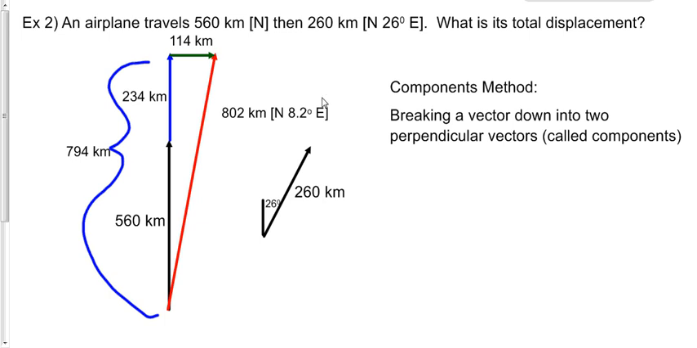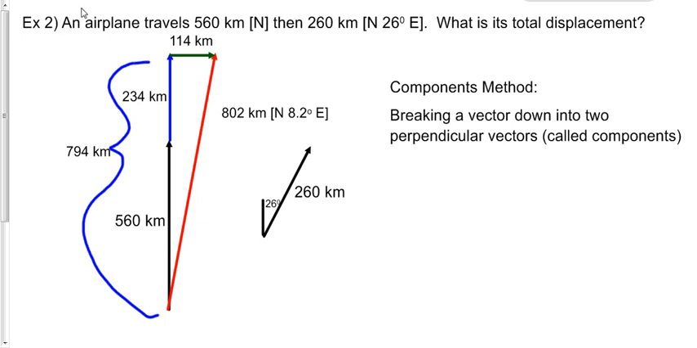So really, those are the only kinds of problems I can ask you. The only way to make it really harder is to add more vectors, but the process will always be the same. Break those down into perpendicular vectors called components, and then just plug and play and use your simple trig ratios.